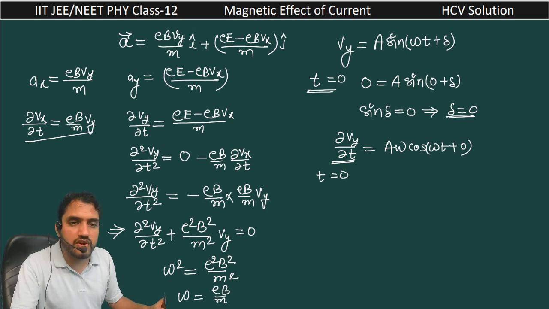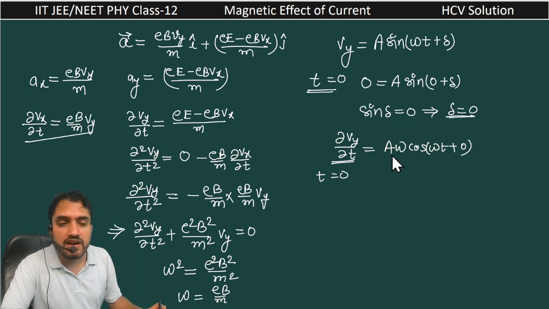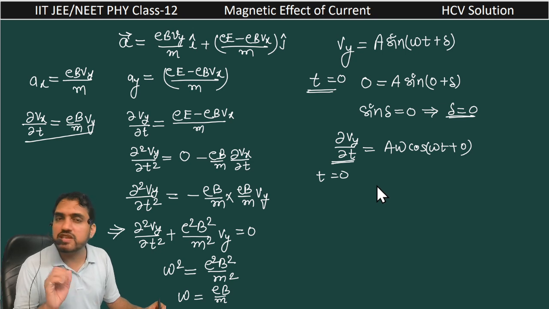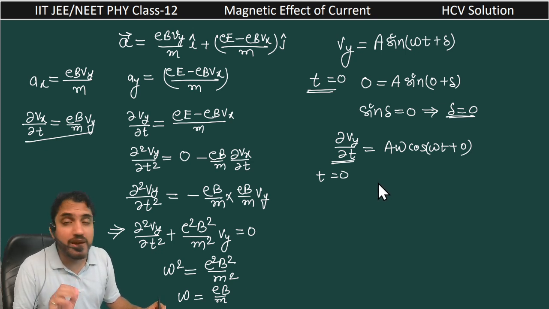At t equal to 0, only the electric field will act, because at t equal to 0, that is initially, no magnetic force will work because the velocity is equal to 0. And if the velocity is equal to 0, the magnetic force is equal to 0, only electric force.